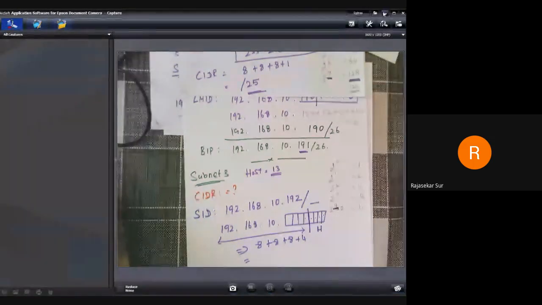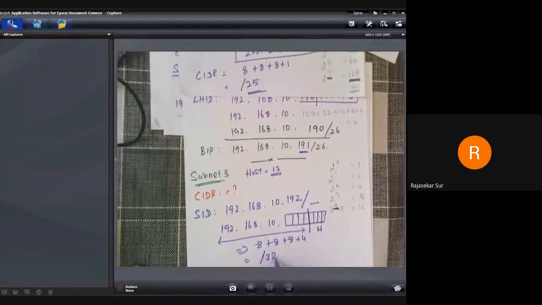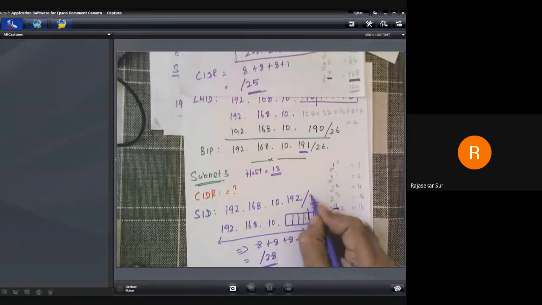Let me check it. Yes, we are going in the correct way. So for this network, the CIDR value is /28.